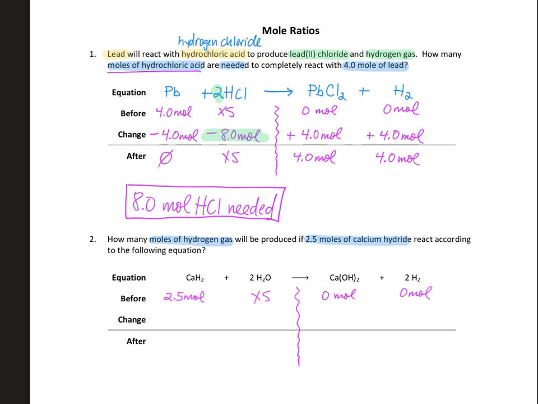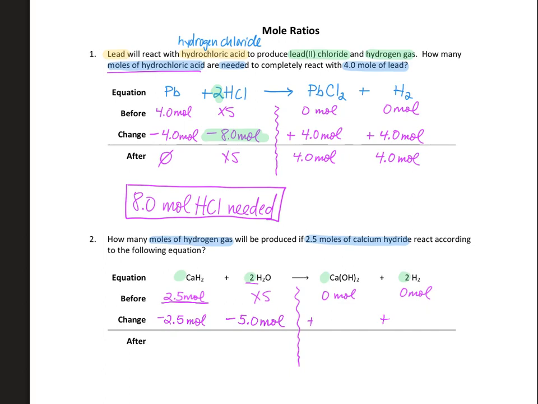Okay. Again, change line is where we use our coefficients from the balanced equation. So we've got 1, 2, 1, 2. We're going to use up all of the calcium hydride, so we're going to subtract the 2.5 moles since we use up reactant. Again, subtract reactants, add for the products. This time we're going to use that coefficient of 2 times the 2.5 moles of calcium hydride. That's going to give us 5.0 moles. Now with simple ratios like this, just go ahead and do the math in your head. You don't need to show any work for that.